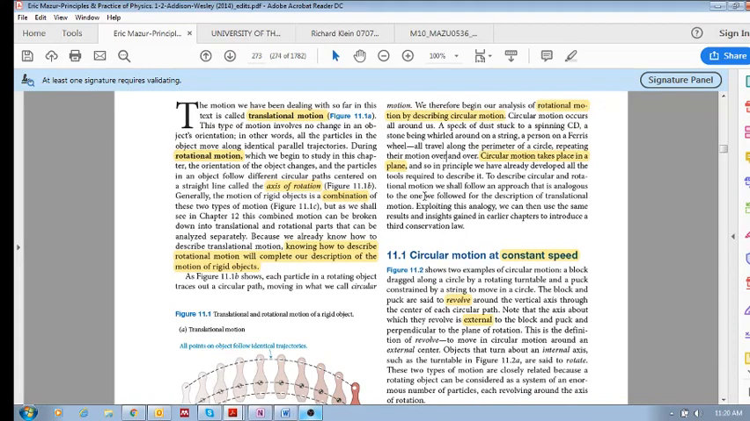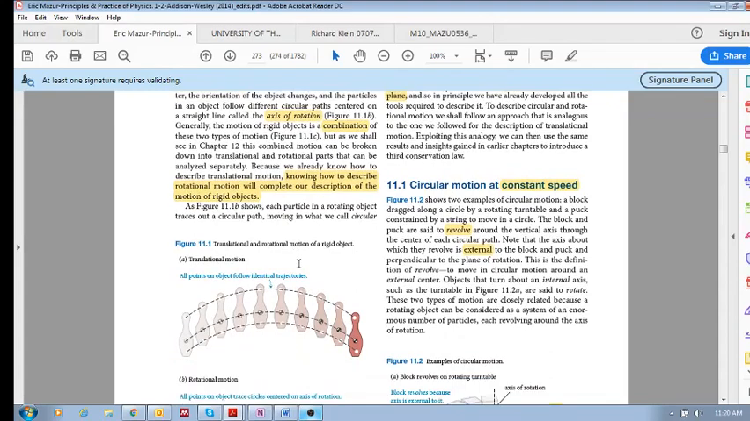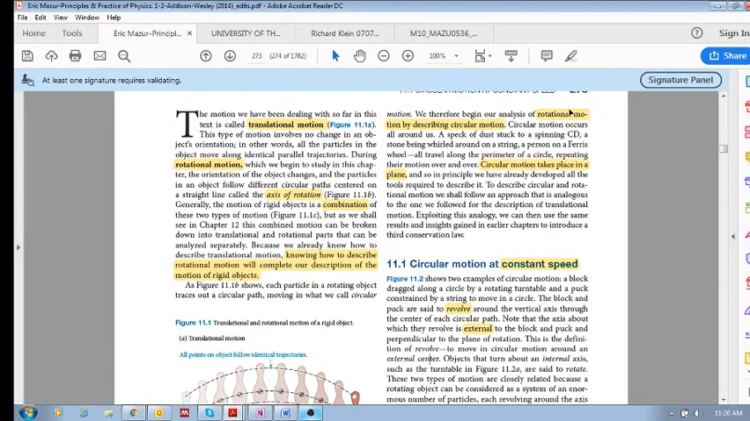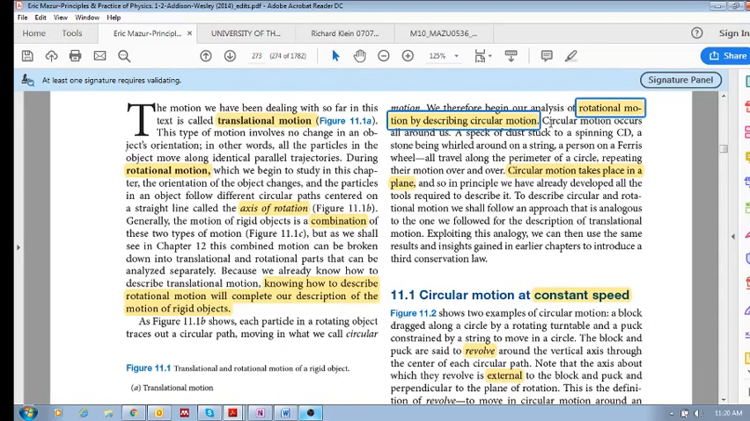What we are going to begin to look at now is this kind of motion over here, which is circular motion. We begin our analysis of rotational motion by describing circular motion. What are some examples of circular motion? A spinning CD. I'm not sure if any of you still know what a CD is, a compact disc that's spinning around. If you're on a roundabout, busy spinning, you keep repeating your motion. You keep coming back to the same spot again and again. That is circular motion.